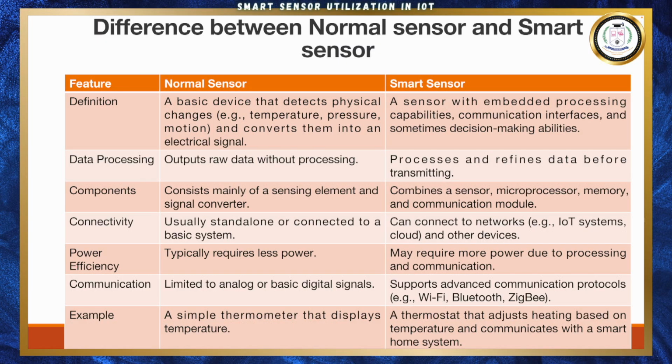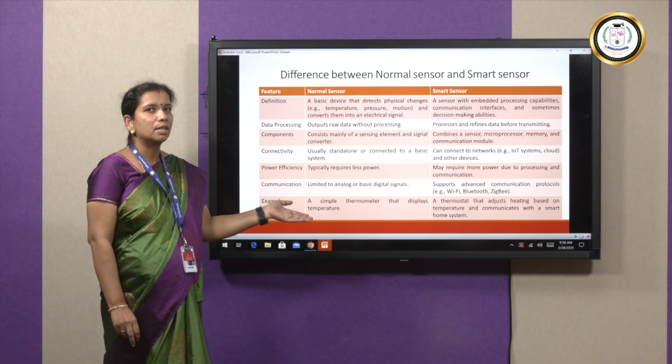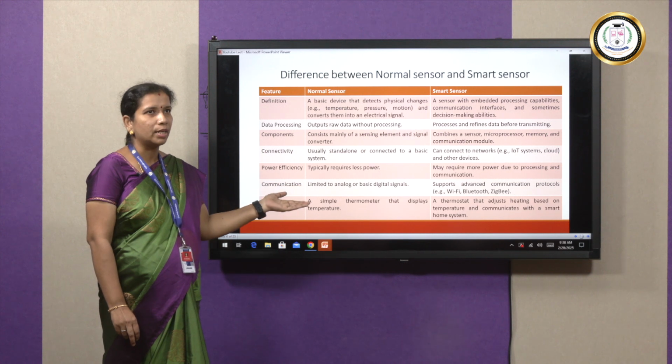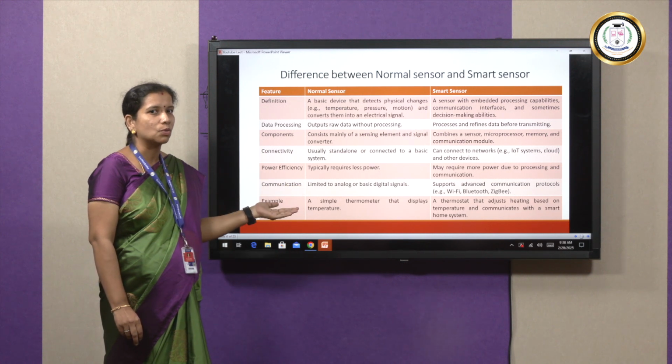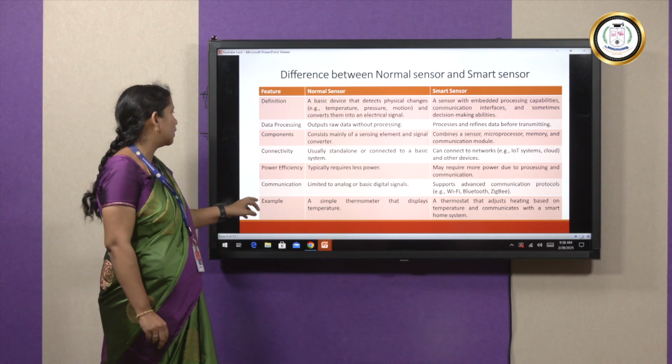The example for a normal sensor is the normal thermometer we use in our homes to measure temperature. For a smart sensor, the best example is a thermostat, which we also use in our households, that adjusts the temperature of the room based on the outside environment.